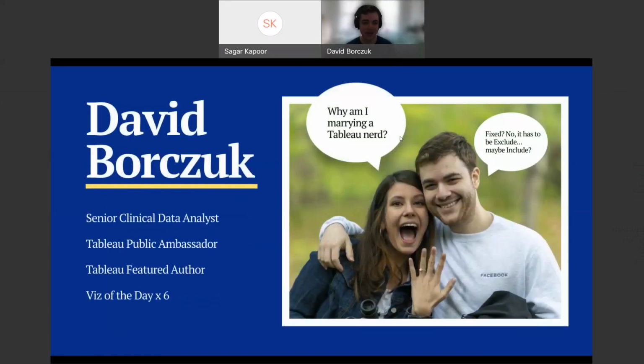Okay, so just a little bit about me. My name is David Borczuk. I'm a senior clinical data analyst at a pharmaceutical company. I am currently a Tableau Public ambassador, a featured author, and I've been featured on Tableau's Viz of the Day around 6 times. In the picture on the right, I recently got engaged to my beautiful fiance, Vanessa, and life's been great ever since.